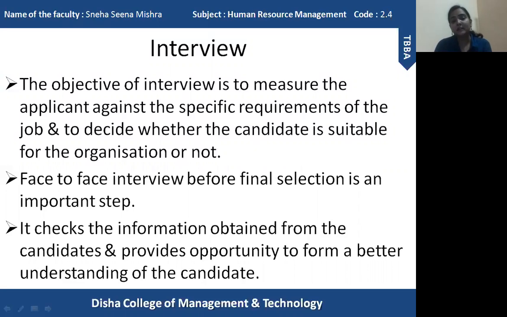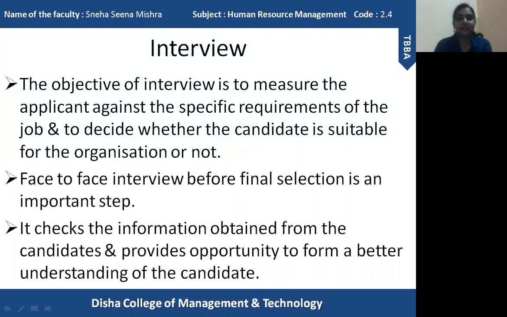So, in this interview process, not only does the candidate share his or her information, but the organization, the management also provides information regarding the job, regarding the organization, regarding the various aspects of the job to the candidate. So this is the actual interview process which is conducted under the selection procedure to obtain better information from the candidates.